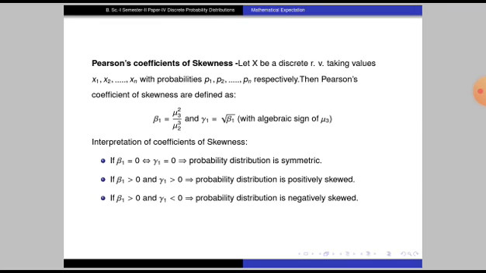You know that skewness means it is a departure from the symmetry. It is a synonymous word to asymmetry. It is a Latin word.